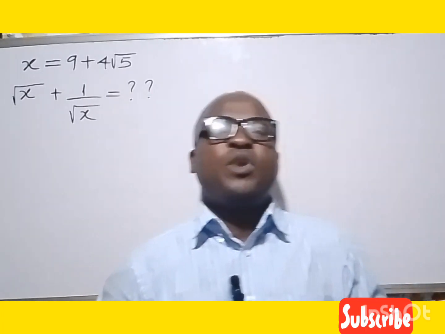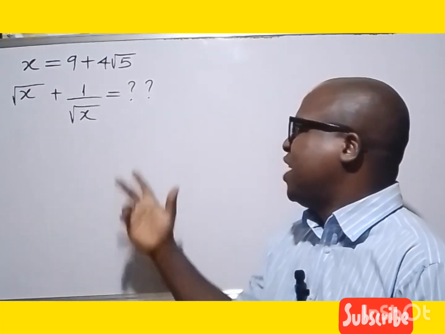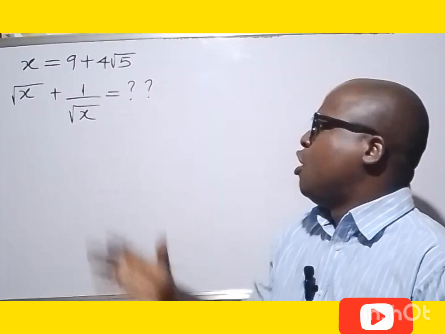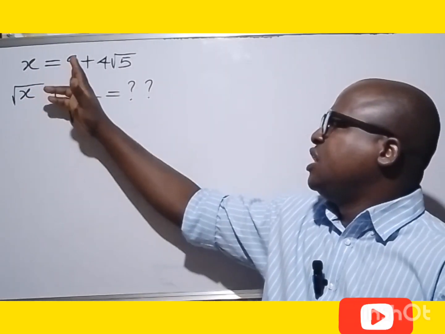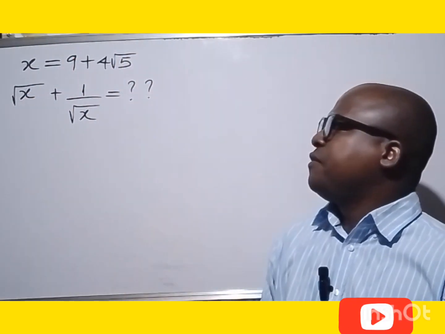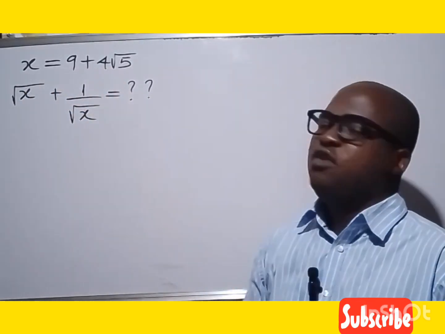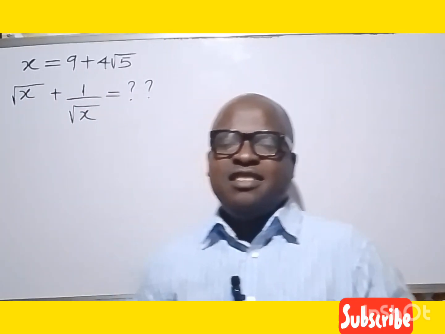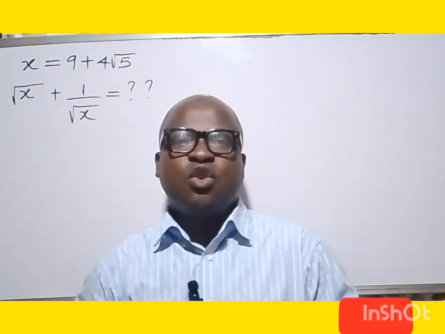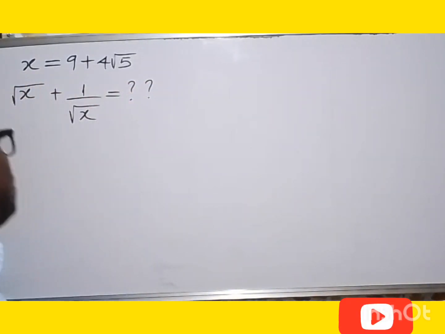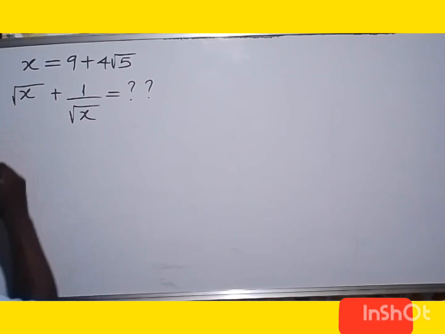And the question we are going to solve today is right here on the board. We are given x is equal to 9 plus 4 root 5. And we are now told to find root x plus 1 all over root x. As you can see, this is a question on surds. So let's do justice to the question. That means, from here, we are going to have the solution.